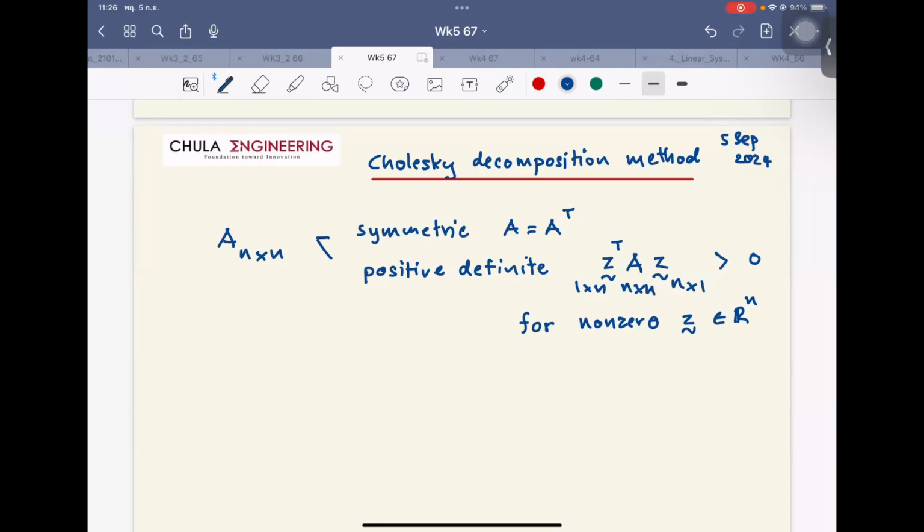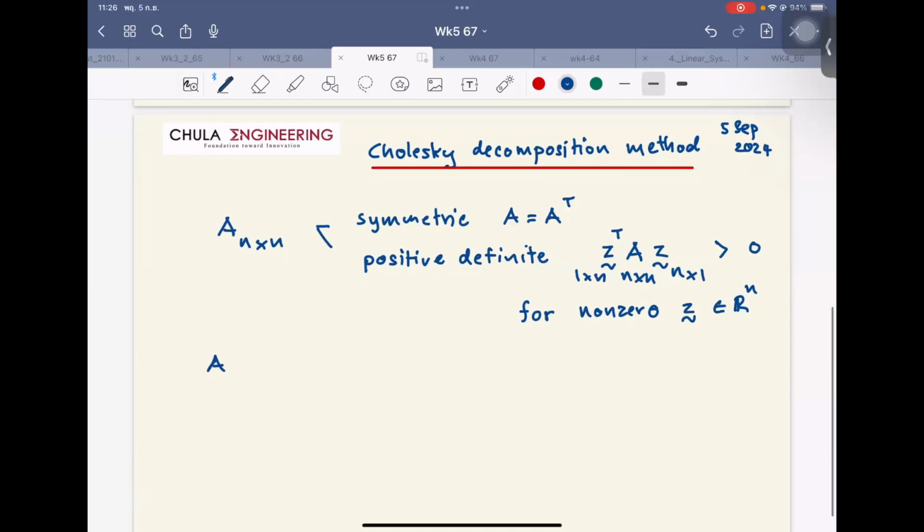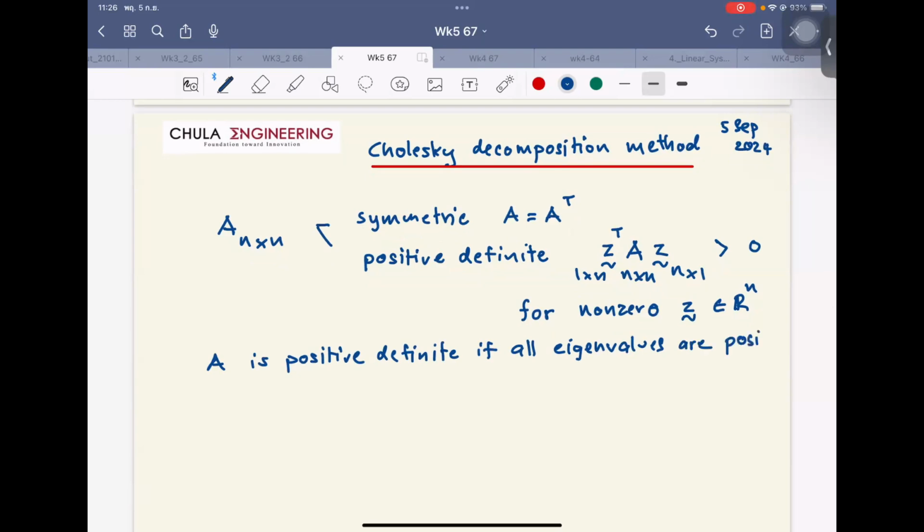We can say that A is positive definite if all eigenvalues of matrix A are positive. So this is our condition. And you can have MATLAB help you. MATLAB has the eig function to return the eigenvalues.